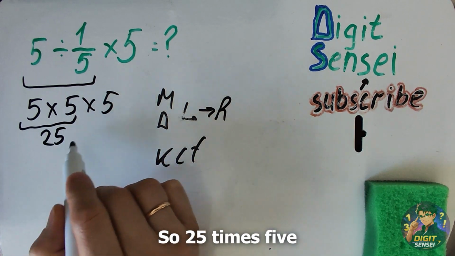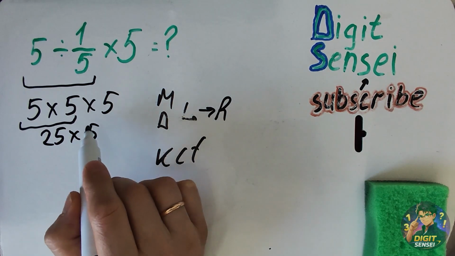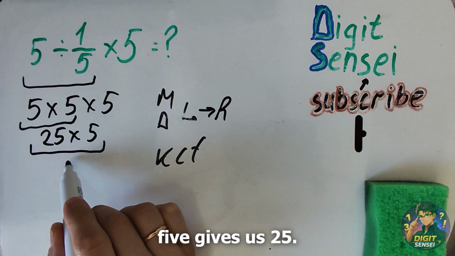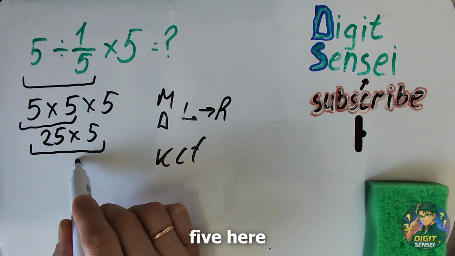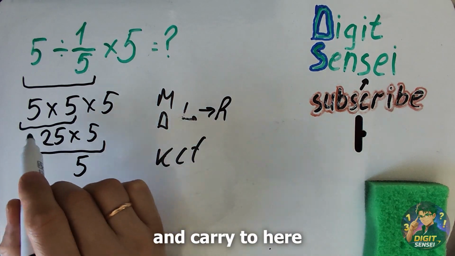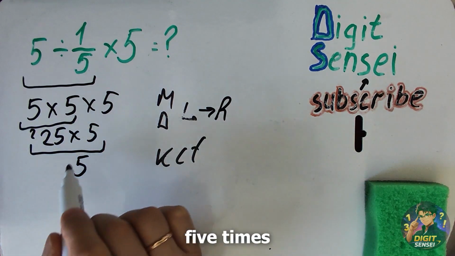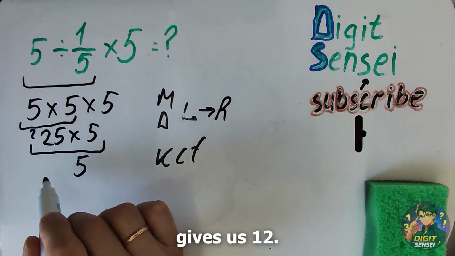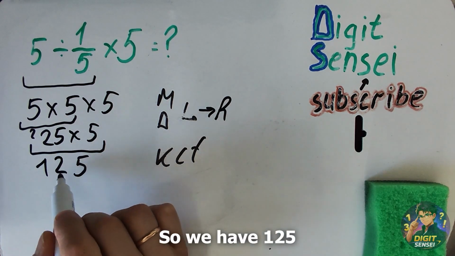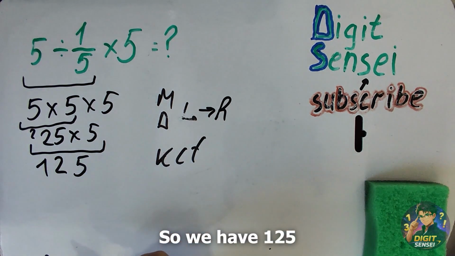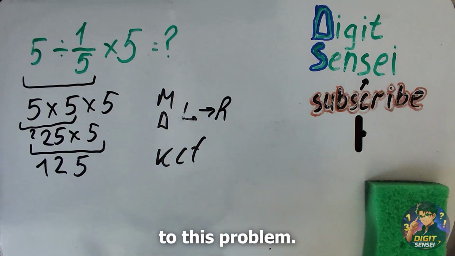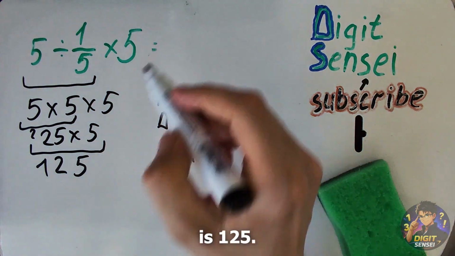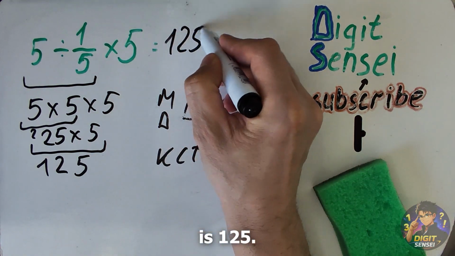So 25 times 5. 5 times 5 gives us 25. So we write 5 here and carry 2 here. 5 times 2 equals 10, and 10 plus 2 gives us 12. So we have 125, and this is our final answer to this problem. The correct answer is 125.